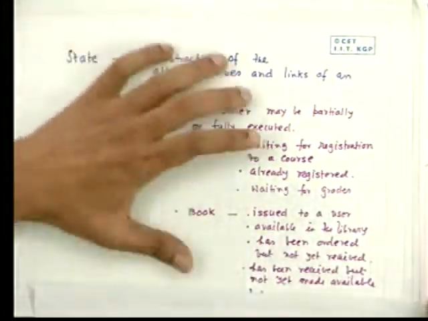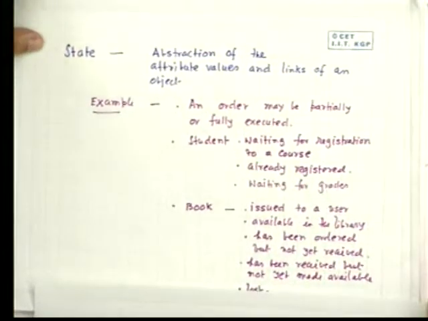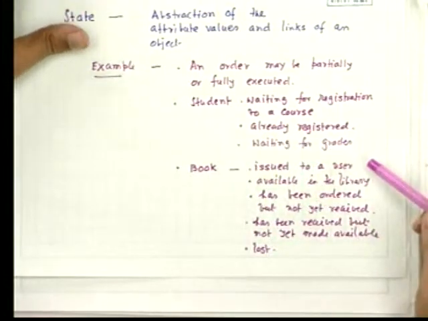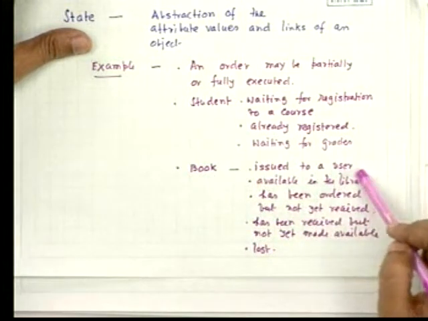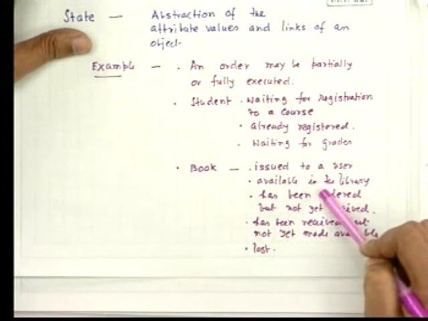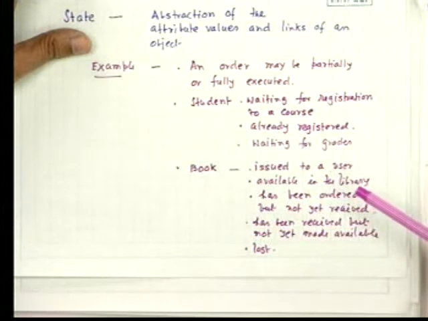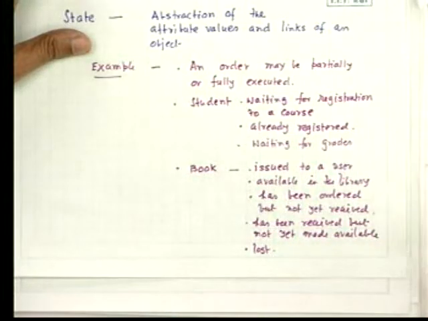Another example: suppose we are looking at a library database in which we have a book as an object. We can define the state of the book like this: the book has been issued to a user, or the book is available in the library. Or the book is not available in the library, nor has it been issued to the user, but an order for that book has been placed to a supplier, although the book has not yet been received. Similarly, the book may have been received but not yet made available because you have not entered it into the stock. Lastly, a book can be lost.